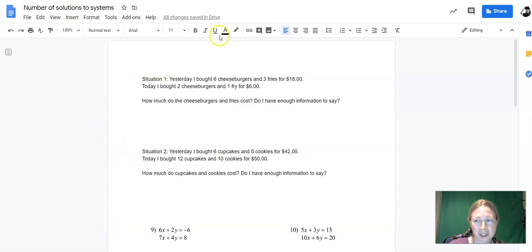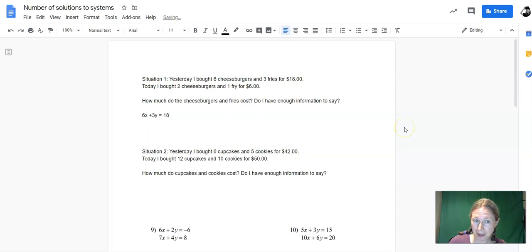You could solve them in pictures. I don't know what your jam is here. But let's say yesterday I go out and buy 6 cheeseburgers and 3 fries and I spend $18. So we'll say cheeseburgers are X and we'll say fries are Y. So 6X plus 3Y equals 18.